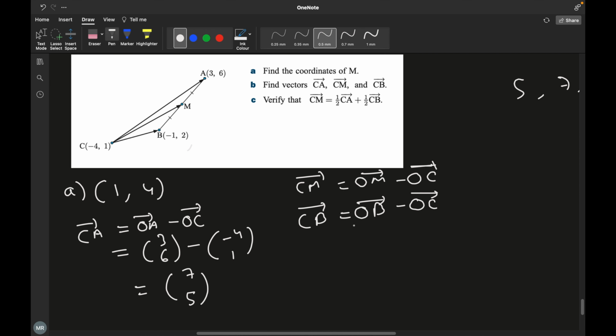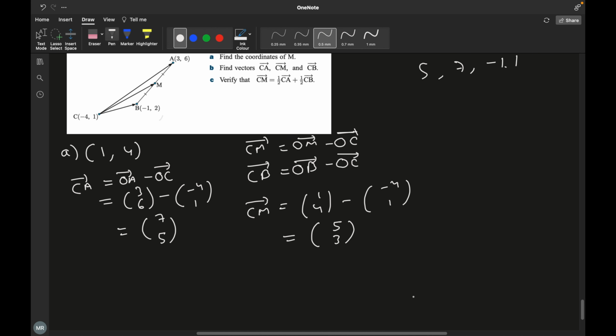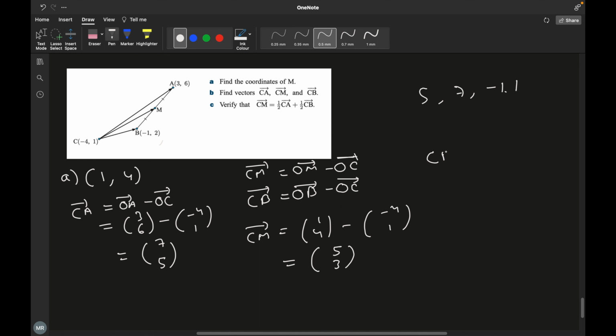Okay, I guess after all we have to find these. I will just work this out. CM would be OM, which we already have, minus OC, which is -4, 1. This is going to be 5, 3. And CB is OB minus OC. OB is -1, 2, minus OC, which is -4, 1. This is going to be -1 plus 4, so 3, 1.